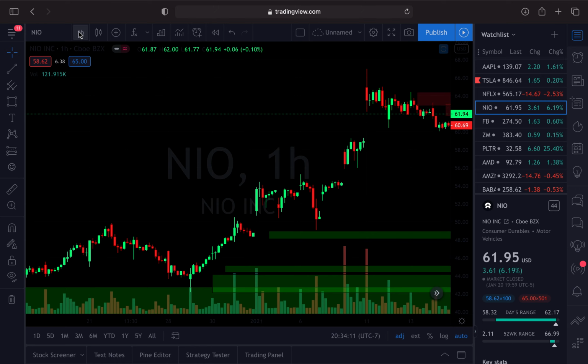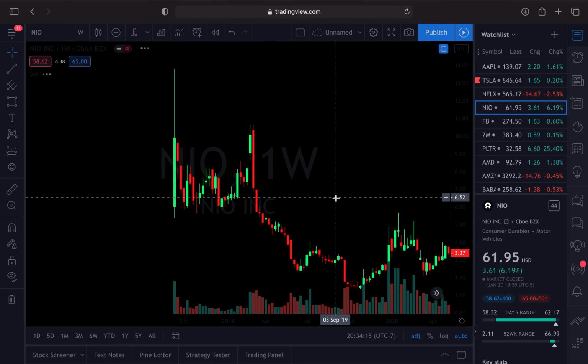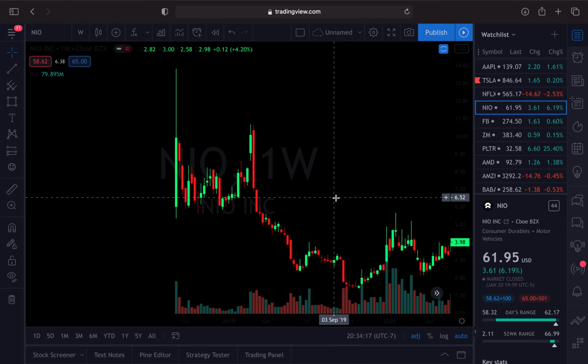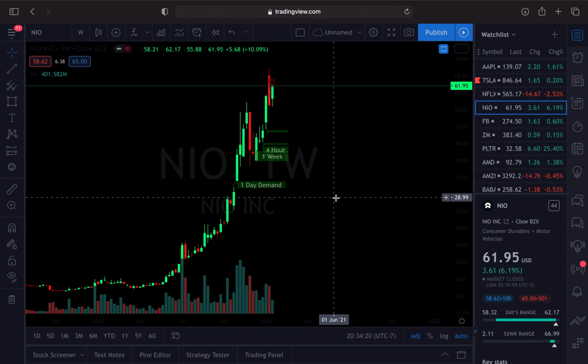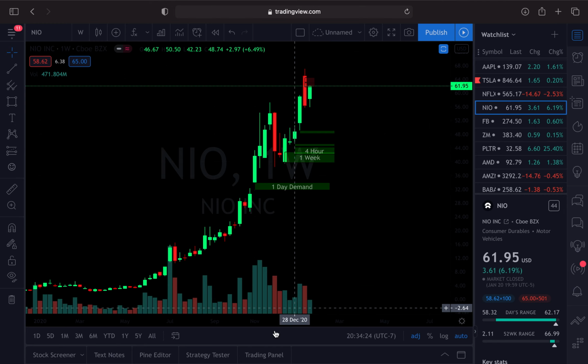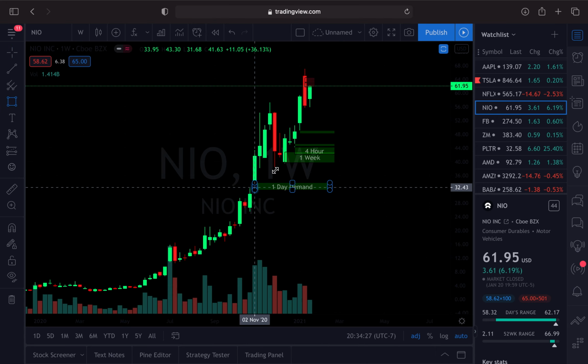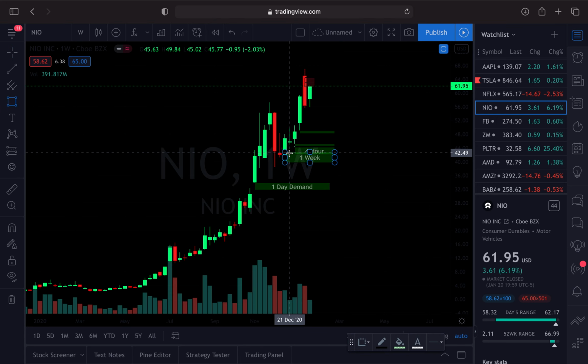So let's go to the weekly. I'd start on the monthly, but with NEO, there's not much monthly. It's just giant red candles, right? So weekly demands. Let's just go through this real quick for you. So weekly demand right here. Notice how this is engulfing. This is an engulfing candle.